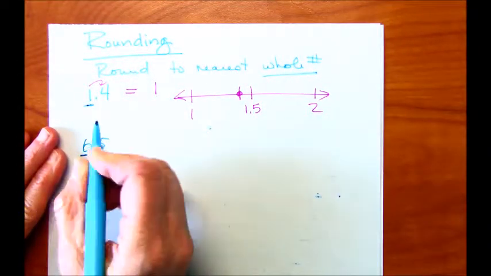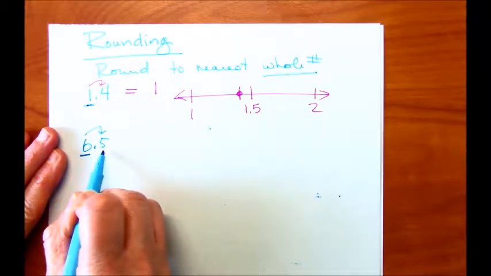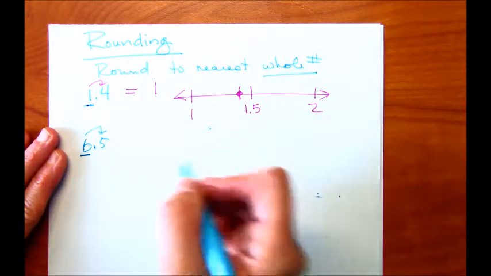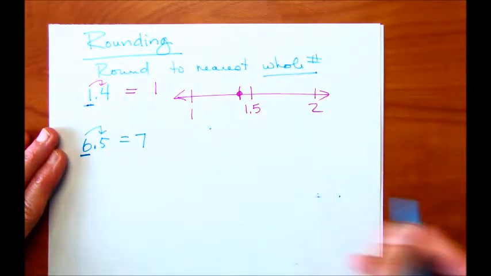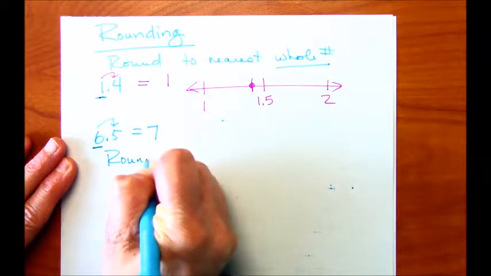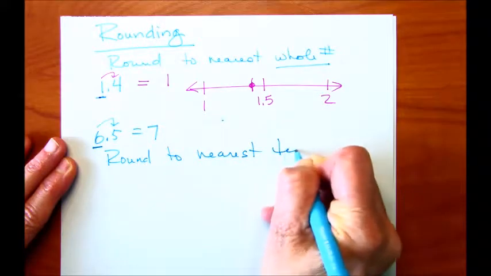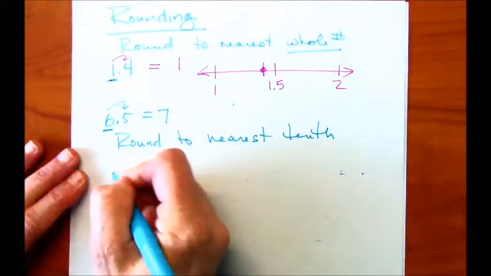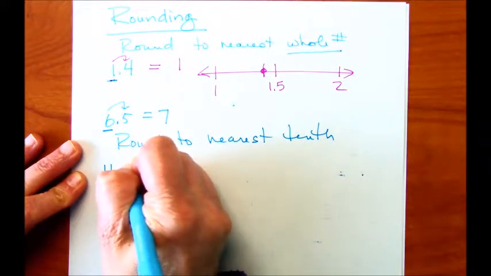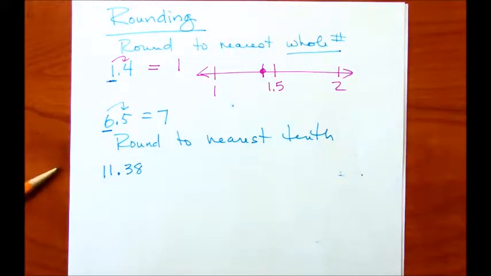So again, here's our whole number. We want to look to the tenths place, or the digit right next door to the right. 5 and above, give it a shove. That's going to be a 7. Okay, let's now round to the nearest tenth. So say we have 11 and 38 hundredths.